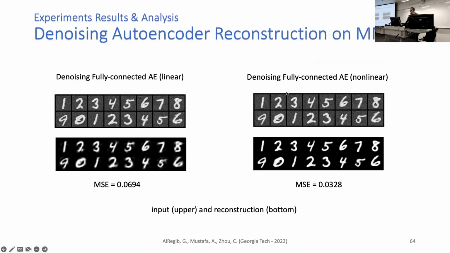And here are some results. I have a fully connected linear denoising autoencoder. This is the input. Same thing here, but now I have a nonlinear one, and you can see the nonlinear one is much better. Look at the 5, for example. Look at the 2, it's much better. When you go to CIFAR-10 and ImageNet, the results will be even more impressive.